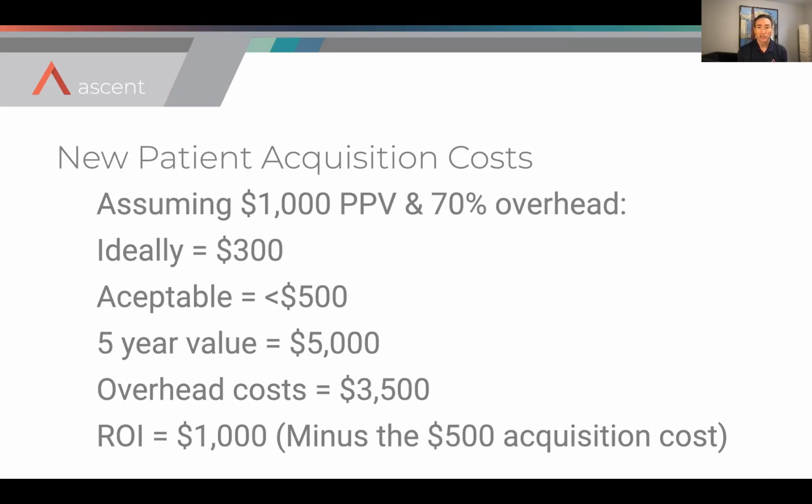So a lot of that is just your tolerance for where your budgets are and so forth. But again, if you're running a pretty good overhead, you can go a little bit above that threshold to bring patients in. So hopefully that's helpful.